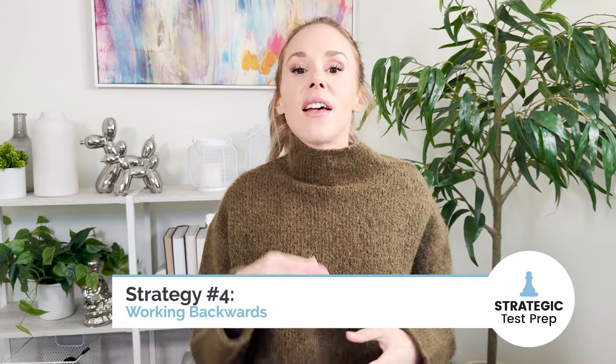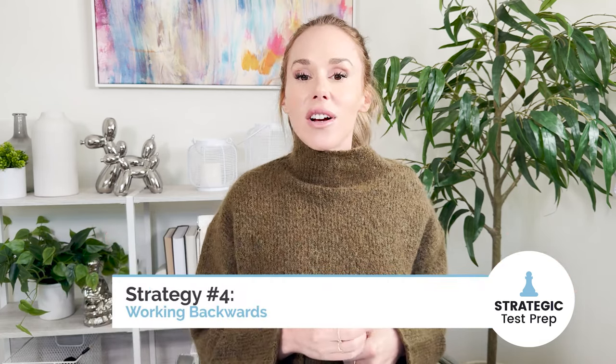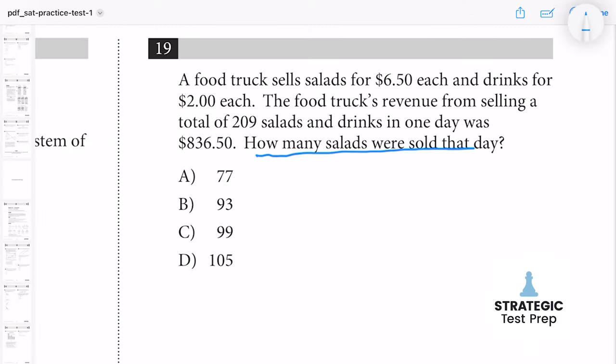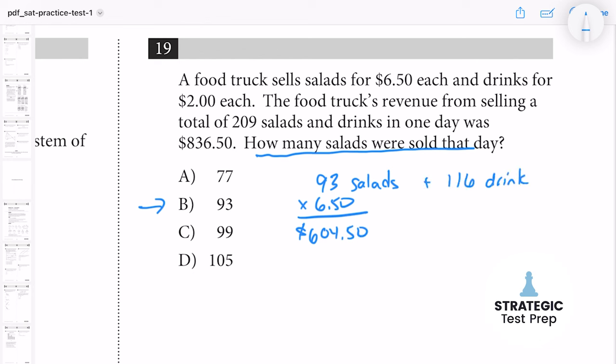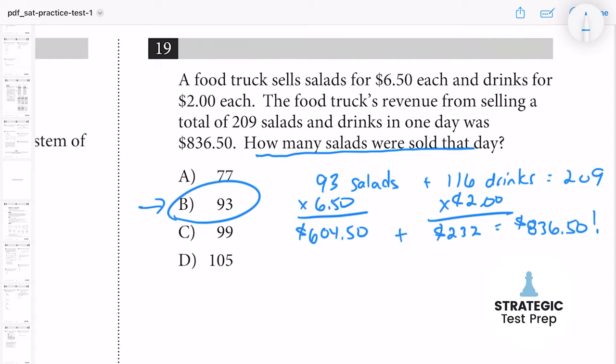All right, strategy number four is working backwards. This is a great strategy when you're stuck on a math question and you cannot figure out for the life of you how to set up an equation. So if you see numbers in the answer choices, start with the answer choices, put them into the problem until one of them works. And here's a little tip for you. I would start with B or C, because if you start with a middle number, you'll be able to gauge if you need to go bigger or go smaller, and you can get to the right answer quicker.